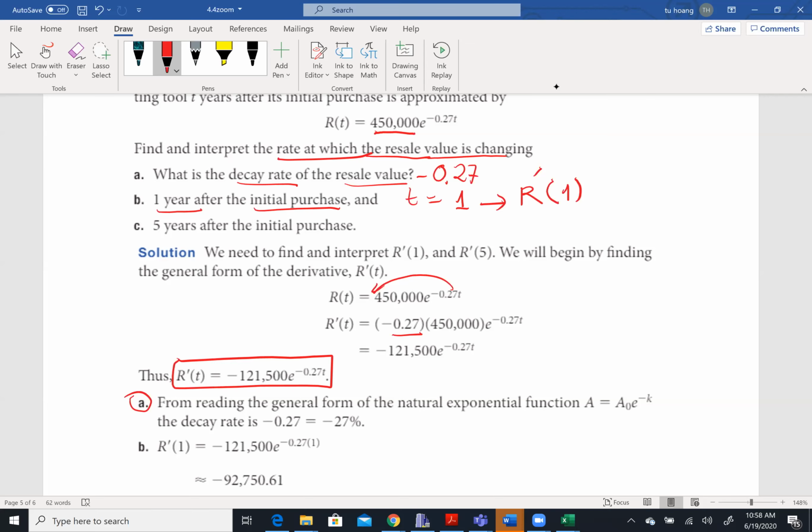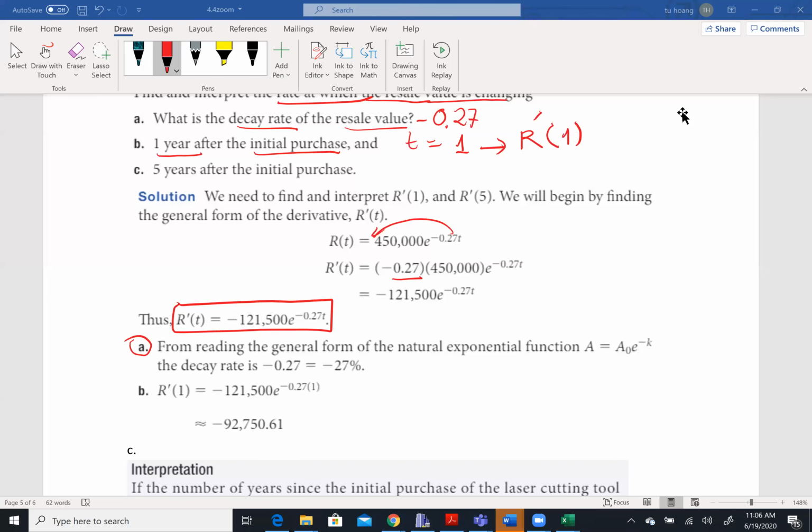Okay, and now you're going to have to substitute 1 into that, and then use the calculator.